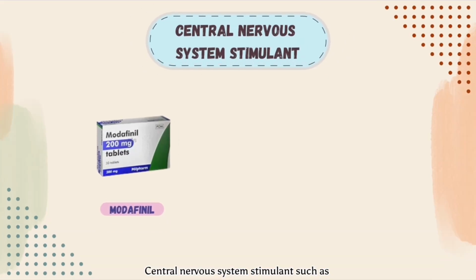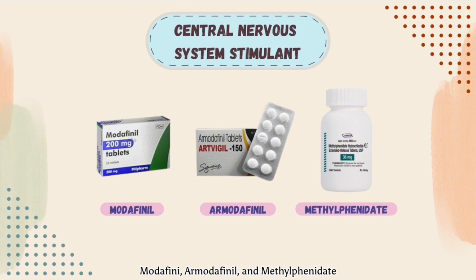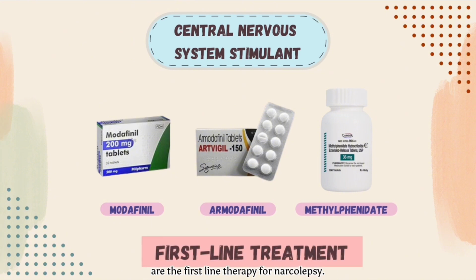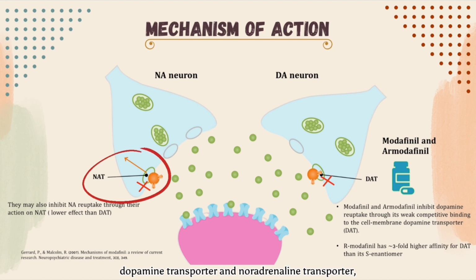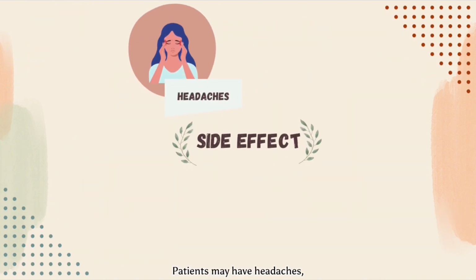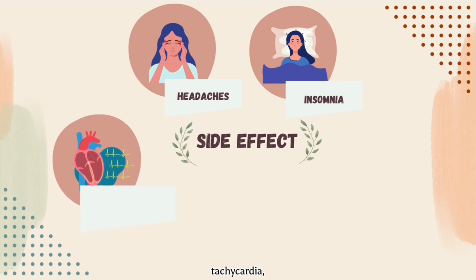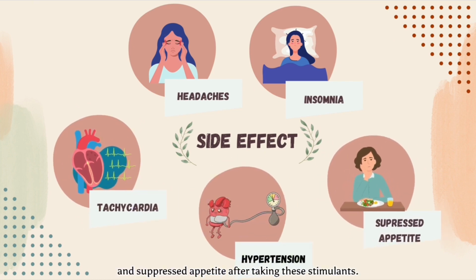Central nervous system stimulants such as modafinil, armodafinil, and methylphenidate are the first-line therapy for narcolepsy. They act as indirect sympathomimetics by blocking the reuptake of dopamine transporter and noradrenaline transporter, thus increasing the level of dopamine and noradrenaline in the synaptic cleft. Patients may have headache, insomnia, tachycardia, hypertension, and suppressed appetite after taking these stimulants.